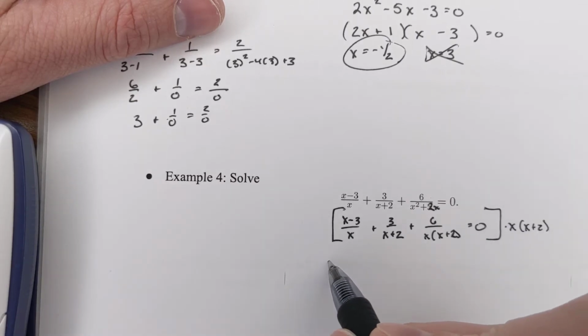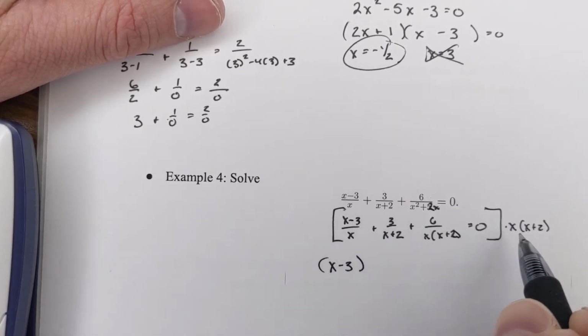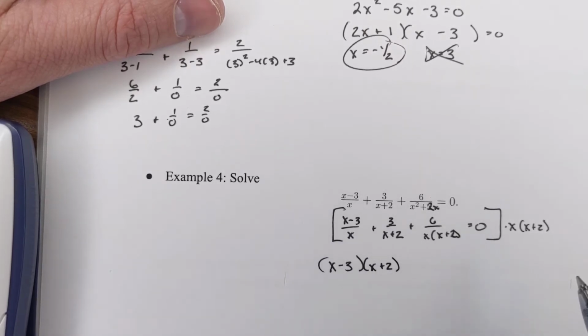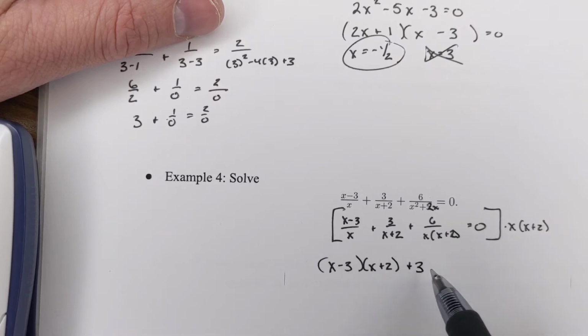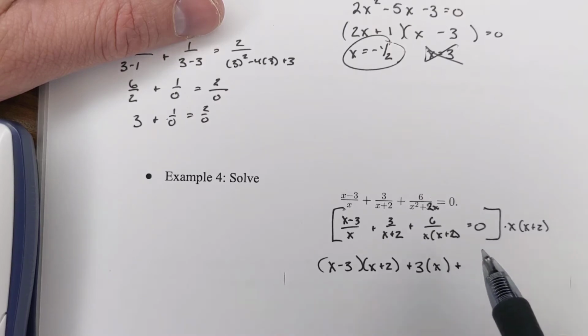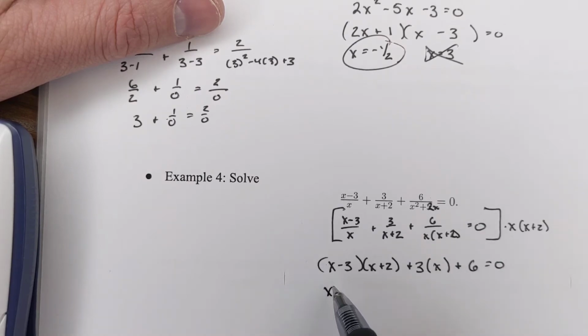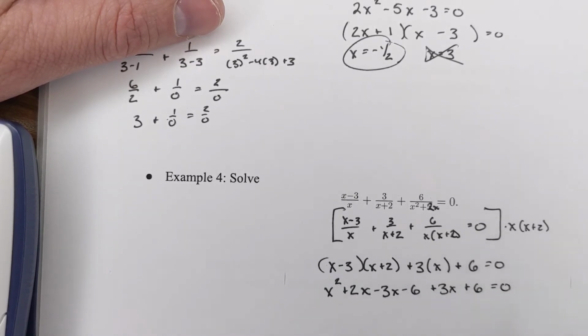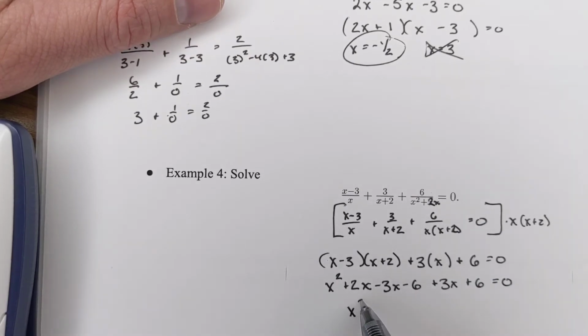So for the first fraction, the numerator stays. That x cancels that x, leaving me x plus 2. For the middle term, the numerator stays. The x plus 2's cancel, leaving me just multiplied by x. And for the third term, both of them cancel, which leaves me just the 6. So this would FOIL, so that's x squared plus 2x minus 3x minus 6 plus 3x plus 6 equals 0. So like terms, I've got x squared plus a 2x because that cancels that, and that's it. So everybody else is gone.